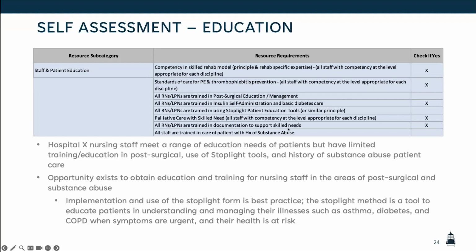They also lacked the use of a stoplight form, which we know is a great tool to help our patients, for certain disease categories, self-manage their diseases. And then also, not all staff were trained in the care of a patient with a history of substance abuse. So certainly there are some education opportunities and training for their nursing staff, whether that is around a specific patient population, substance abuse or post-surgical patients, and even helping to educate them on a certain tool like the stoplight form to continue to help and support their program and their patients as well. So certainly some opportunities around staff and patient education.